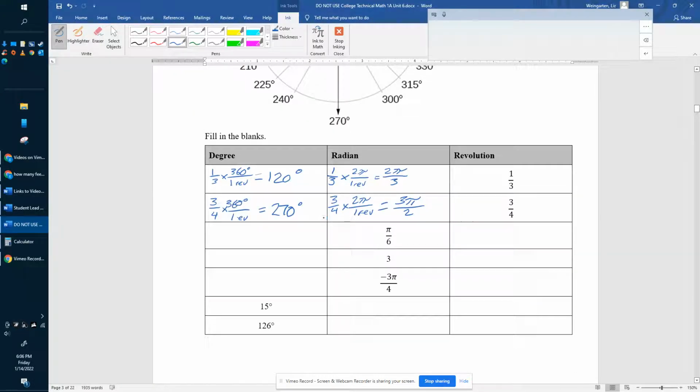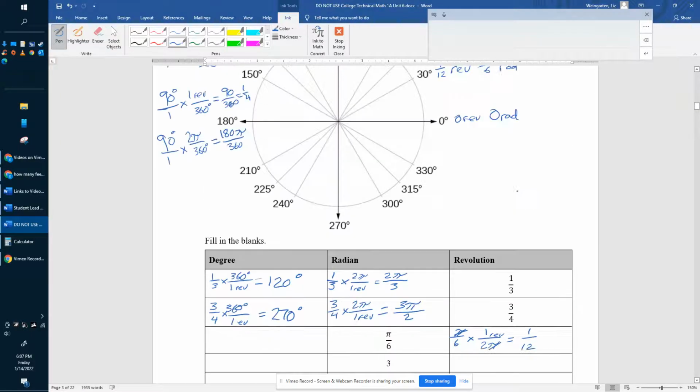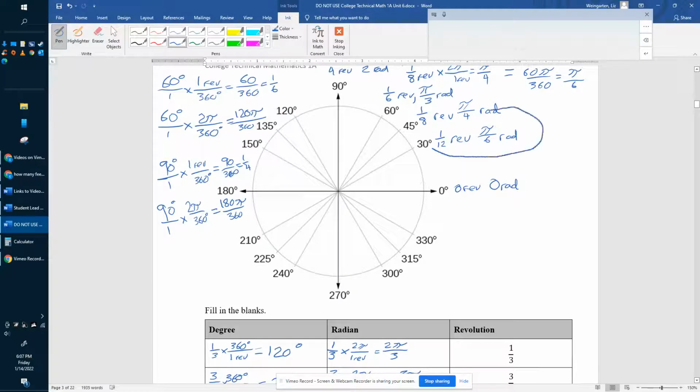Now let's convert from radians to revolutions and degrees. So let's look at this. Pi over 6 radians times 1 revolution is 2 pi radians. Pi cancels out, and we get 1/12. Let's see if that matches up. And yes, it does. Look at that.